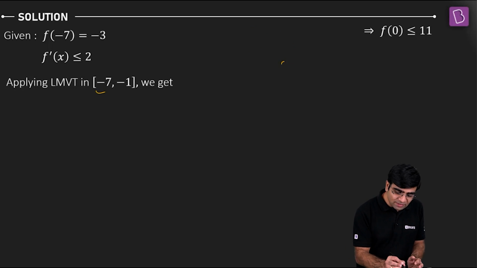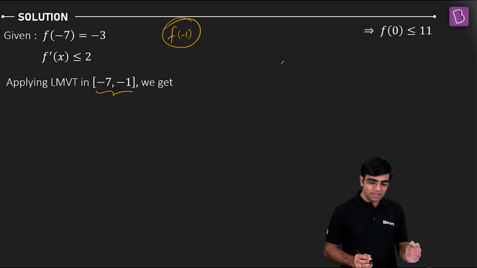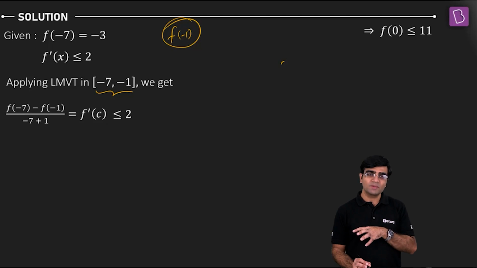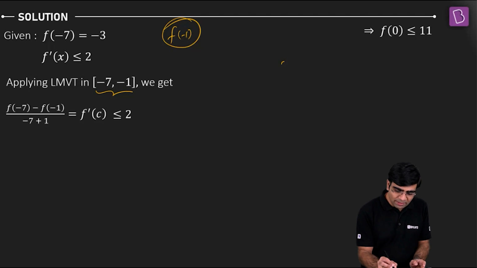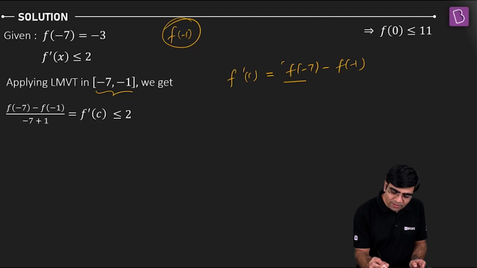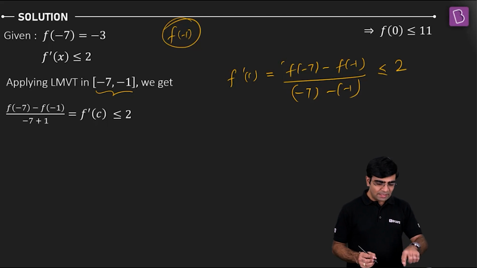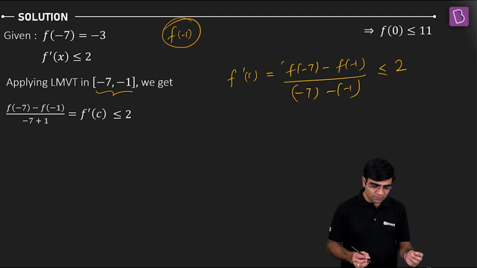Hence I am choosing this interval intentionally, as I could comment upon the value of f of minus 1. So the moment I apply my Lagrange's mean value theorem, this statement will pop up. If you want me to write once again, f dash c is equal to f of minus 7 minus f of minus 1 divided by minus 7 minus of minus 1, and this quantity has to be less than or equal to 2. We have eventually reached there. Now let me quickly solve it for you.